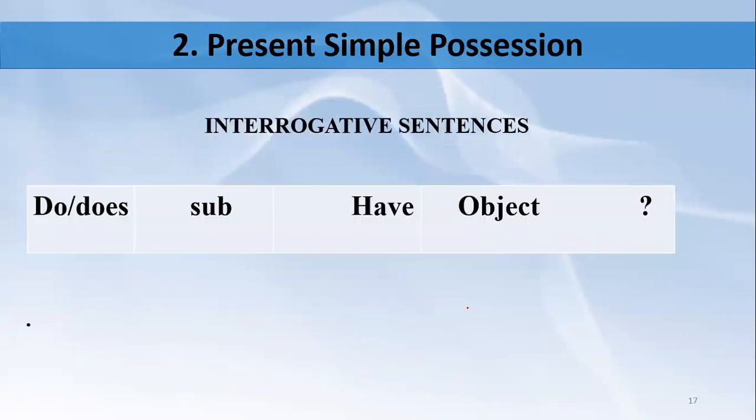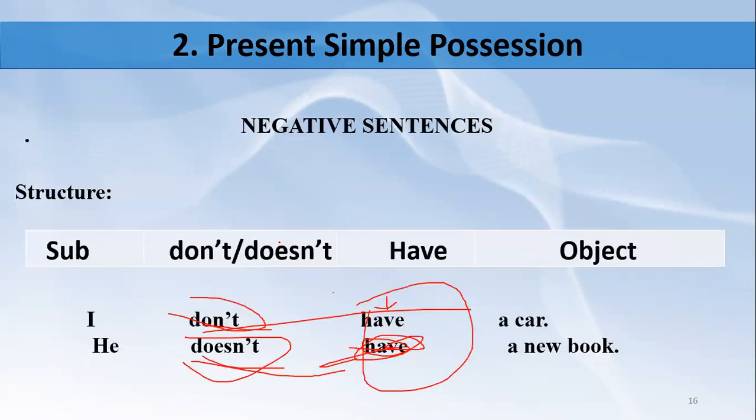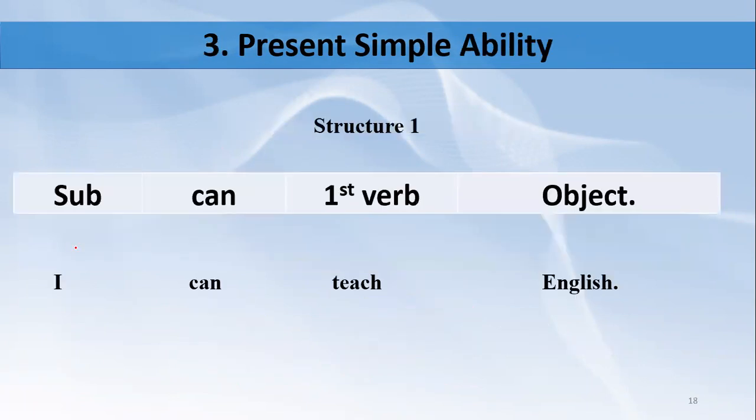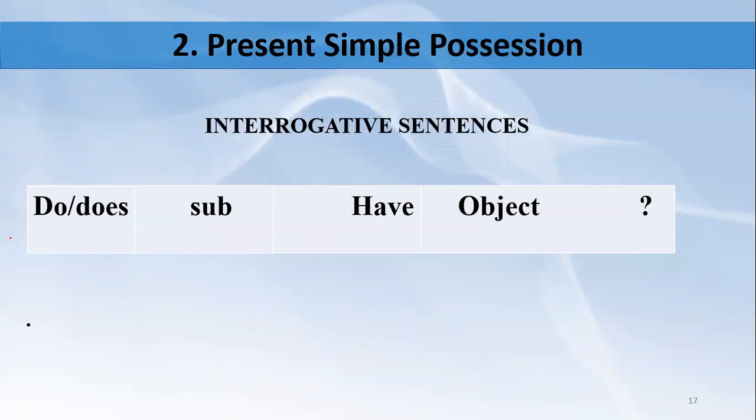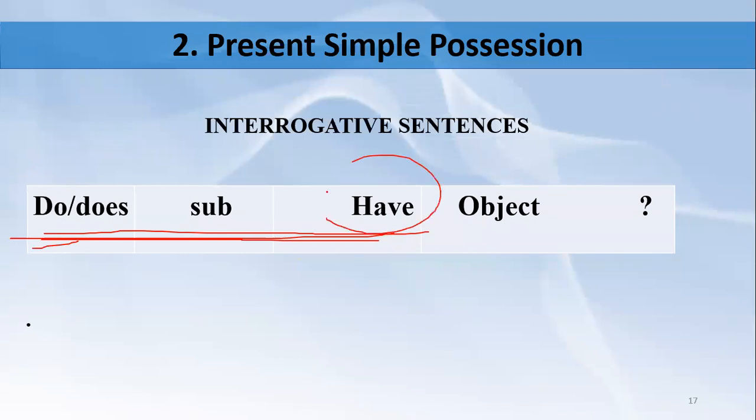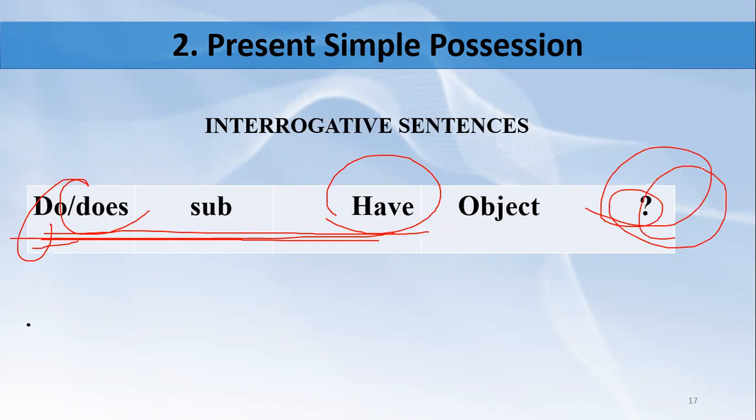Again, for interrogative structures we simply move the auxiliary verb does or do to the beginning of the sentence, fine. And again we will have this kind of structure. Does he have a new phone? Does she have a new laptop? Do we have a new session? Fine. So do and does, but have will be used with both, with do as well as with does. And do not forget to put the sign of interrogation. This is all about present simple position.